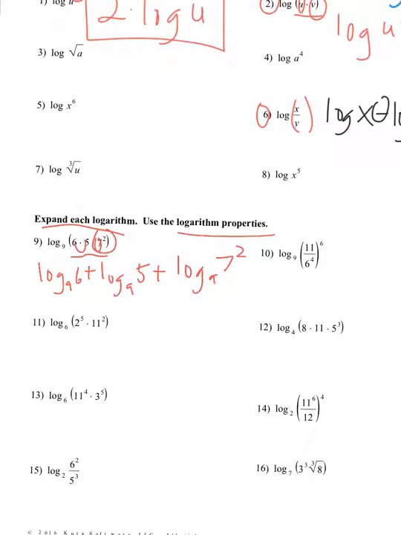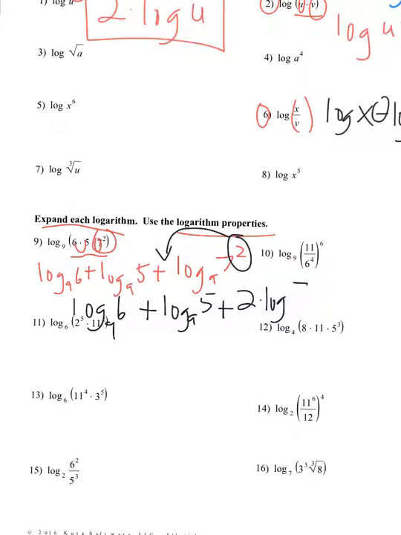Now, we need to expand as far as we can go, and we can never leave the log of something to a power. This is going to use property number 3 and go down in front. So I'm going to leave the first 2 things. So I have the log of 6 plus the log of 5, and both of these are in base 9. And then that 2 comes down in front. So it's 2 times the log of 7 in base 9. And that's as far as you could go with the expansion.